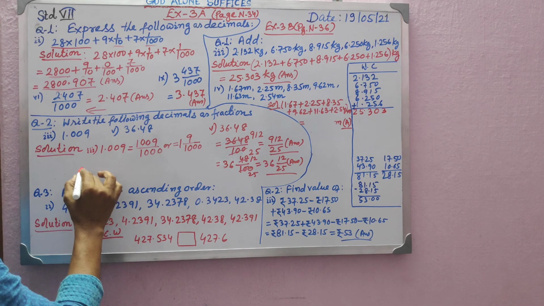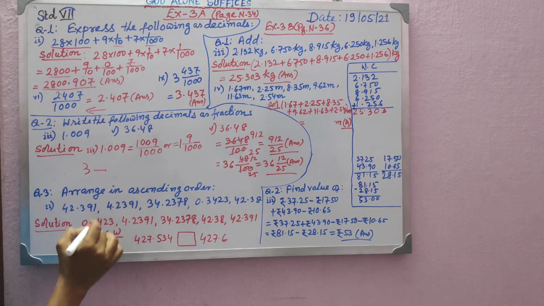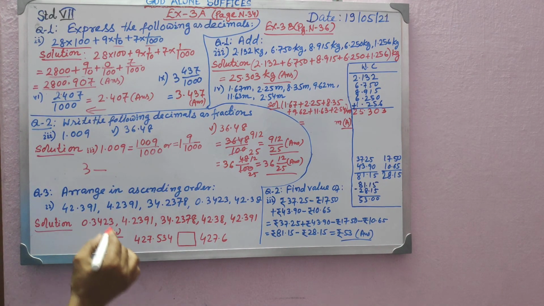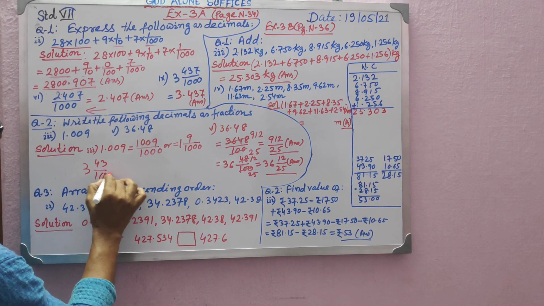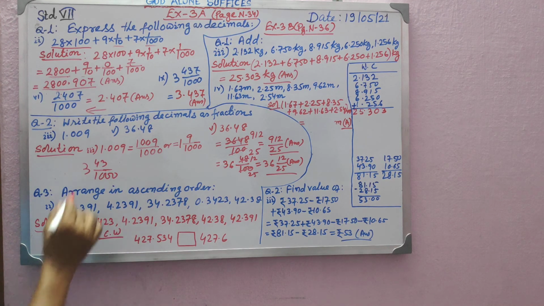So it will become 3.437. Had it not been 3 whole, it would have been given to you like 43 by 1000. What would it have done?